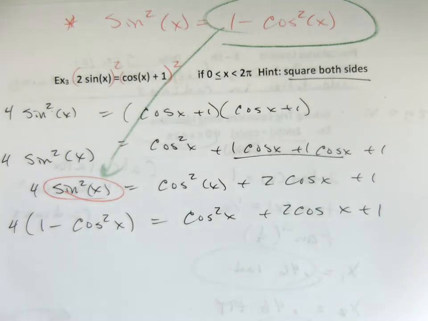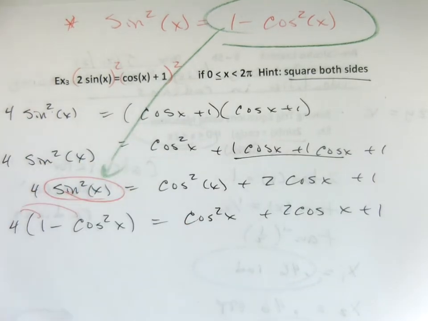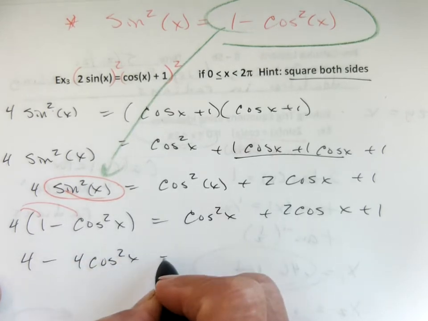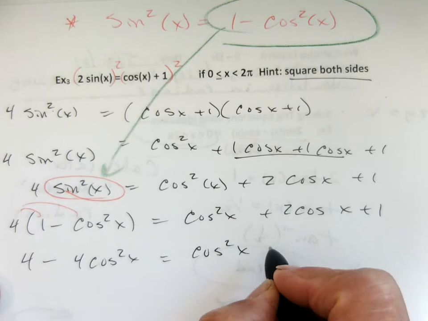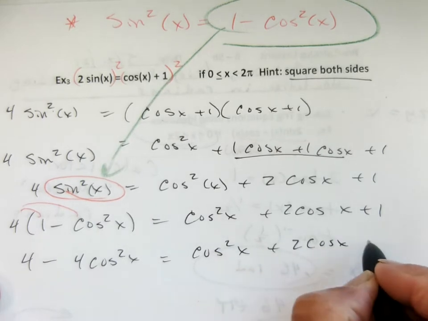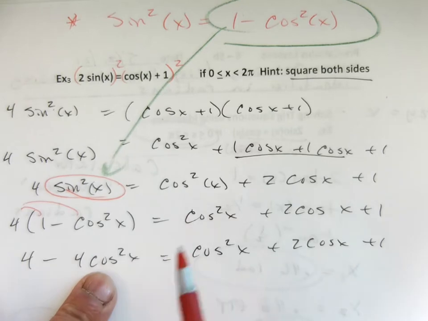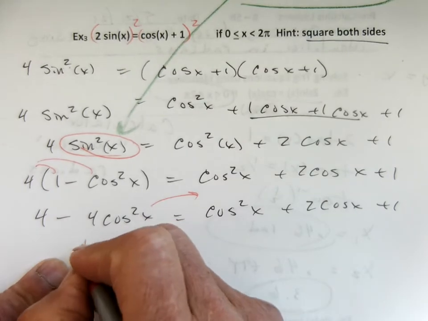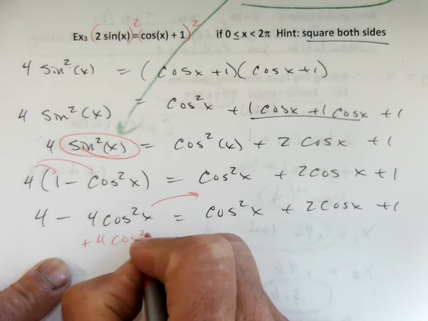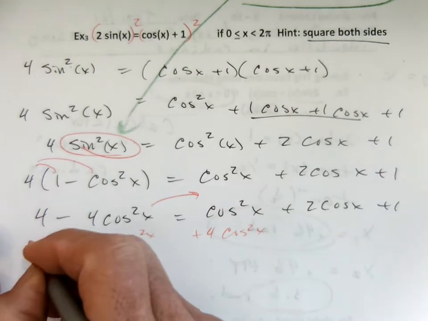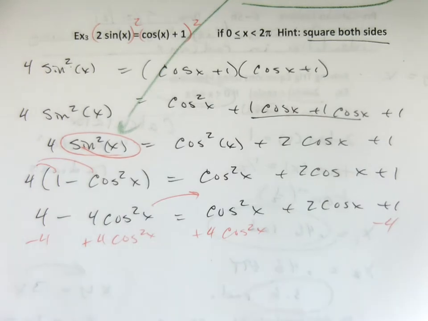All right, let me go ahead and distribute. I'm going to go that times that, that times that. So I'll get 4 minus 4 cosine squared of x equals cosine squared of x plus 2 cosine of x plus 1. Okay, now, it's like algebra. I'm going to bring over the 4 cosine squared of x by adding it. So I go plus 4 cosine squared of x on both sides, and minus 4, and let's see what I have.